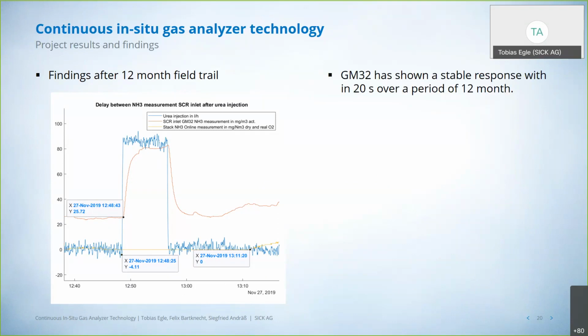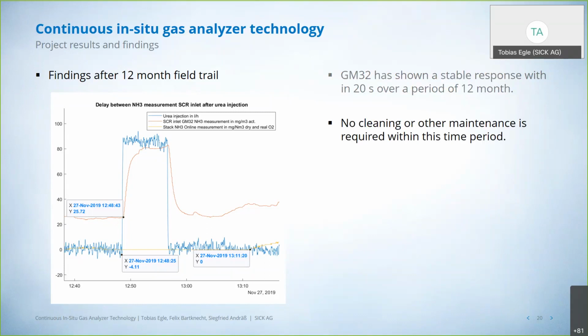And for me as product manager, it was very exciting to see how good the GEAM32 performs under these conditions. It showed a stable response time within 20 seconds over a period of 12 months. This means for you, you install and commission this unit, it gives you a good result within 12 months without maintenance, and during your yearly shutdown, you can make the maintenance on your GEAM32. So no additional work for you at all by installing this unit in your cement plant.